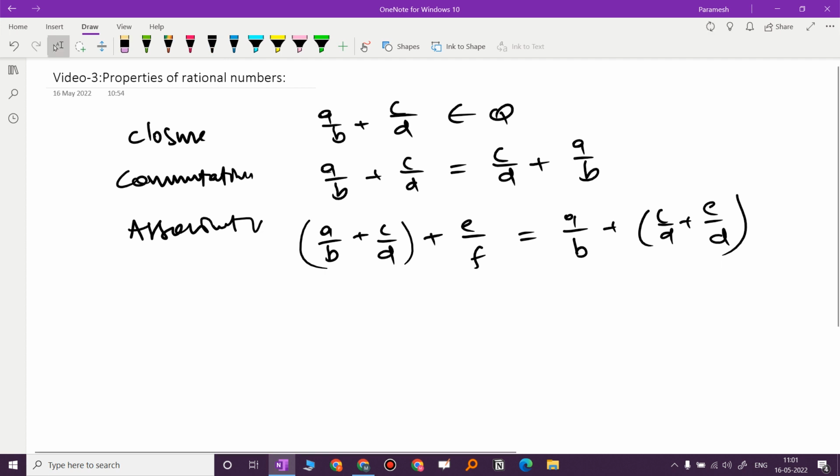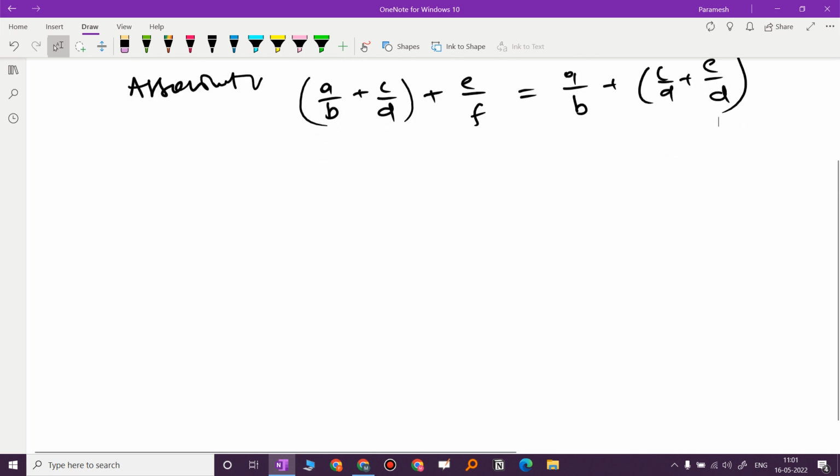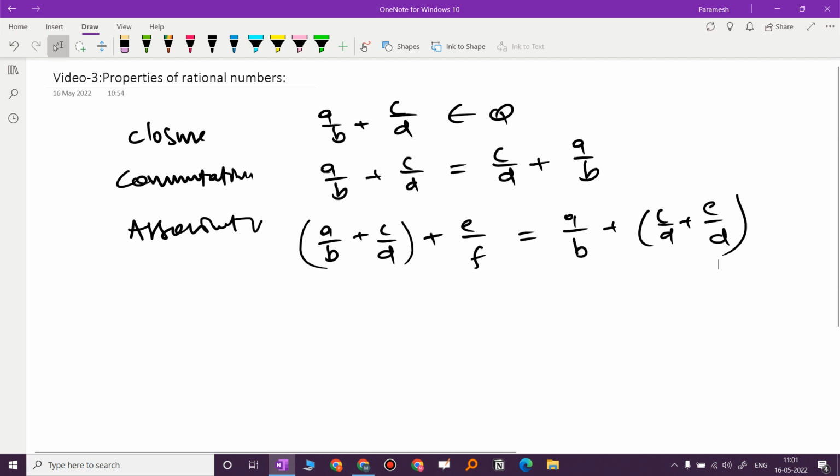These are the formulas. How to recognize the formulas: like that only. A by b plus c by d is equal to the abbreviations formula for closure, commutative and associative.